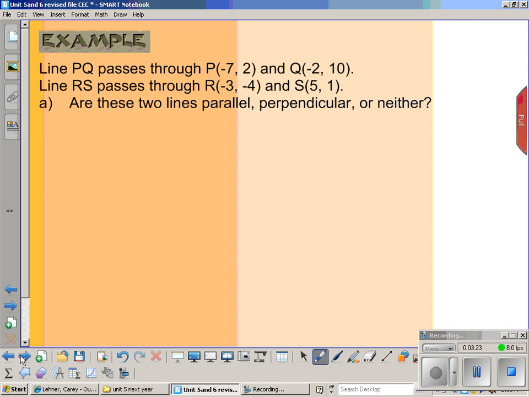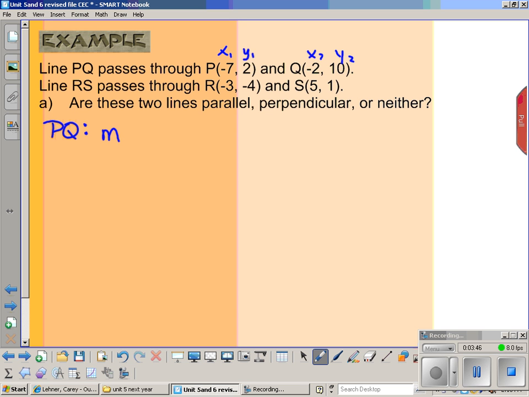We have line PQ passing through the points P and Q. Line RS is passing through the points R and S. Are these two lines parallel, perpendicular, or neither? What we need to do is find the slope of each line, and we can do that using our slope formula. So we'll call this x1, y1, and x2, y2.